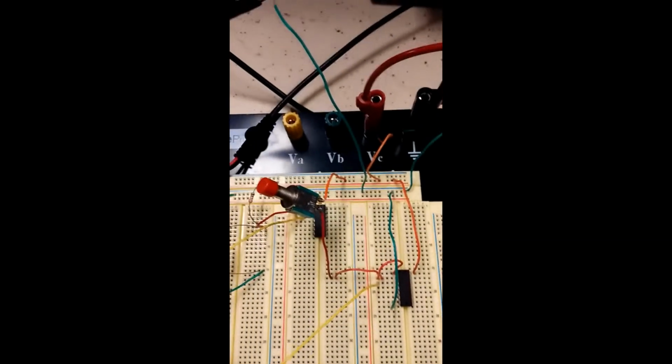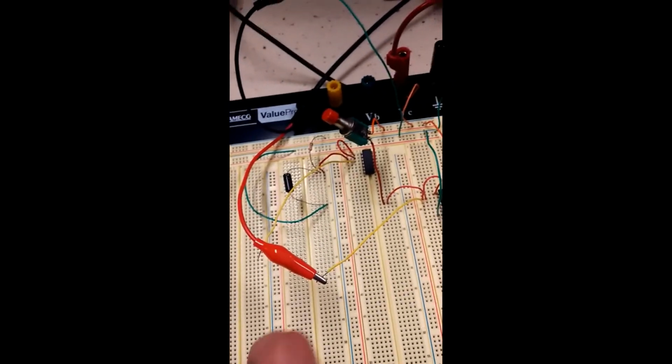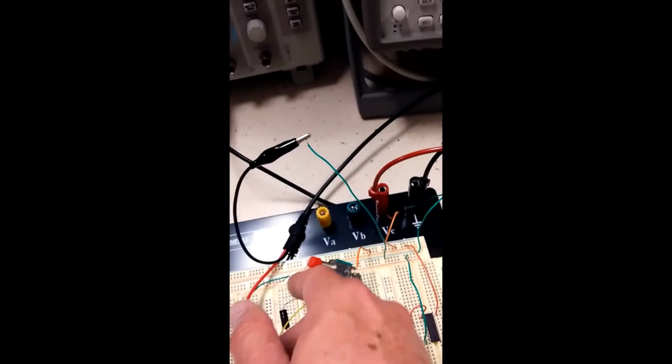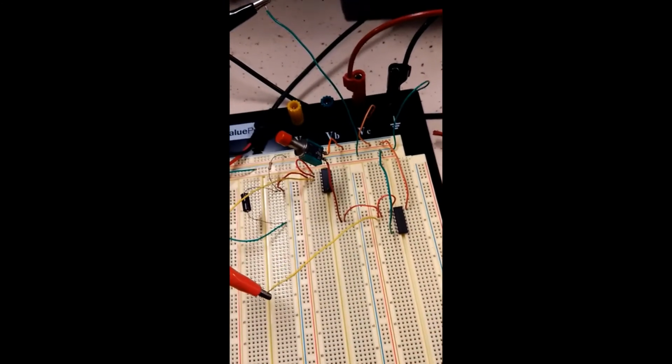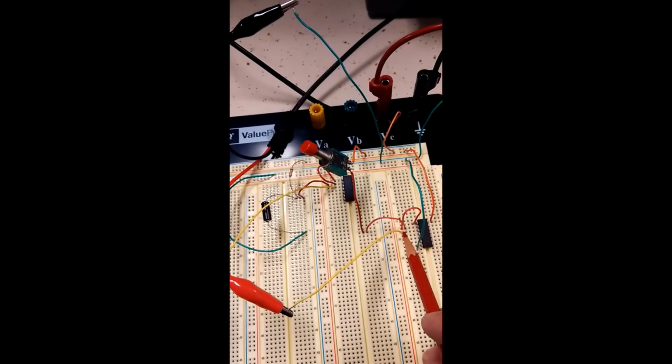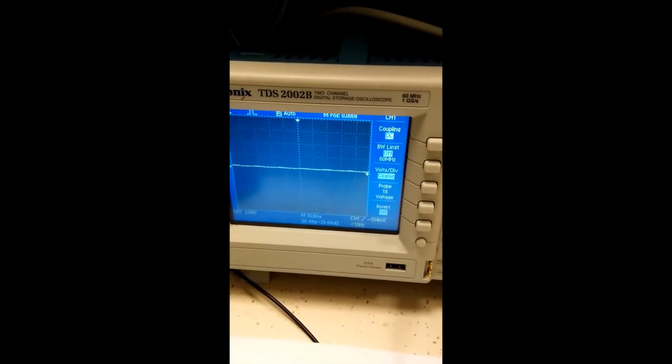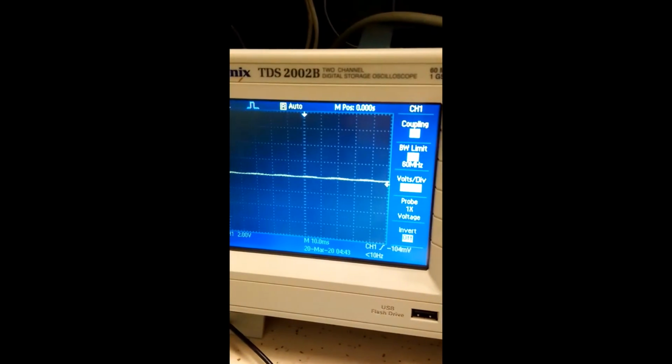Then we output to the oscilloscope. This is the output from pin number 3 to the oscilloscope channel 1. As you can see, there's a little bit of noise built up. It's at the ground level, but it's supposed not to be ground, so we have to short that.